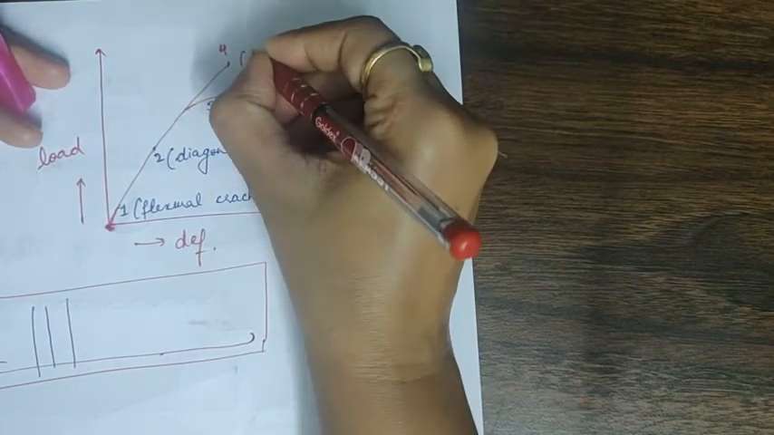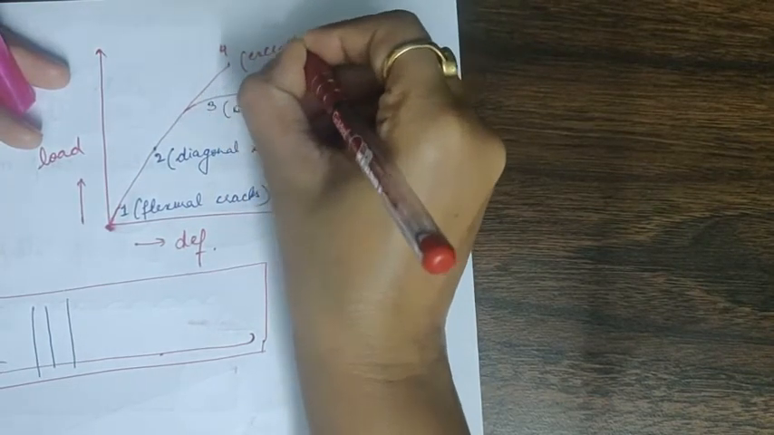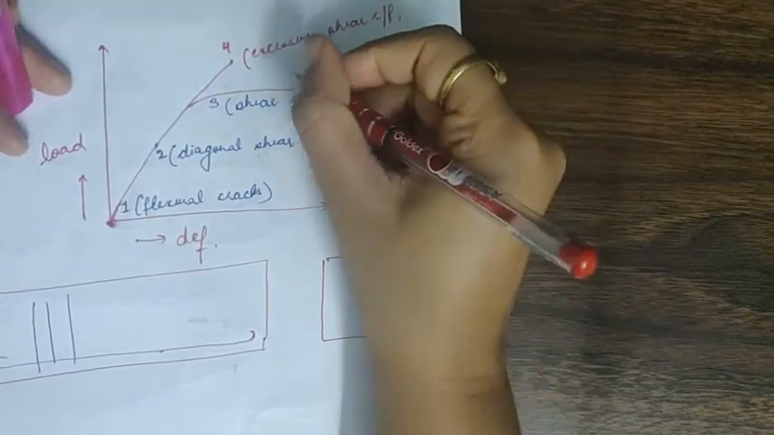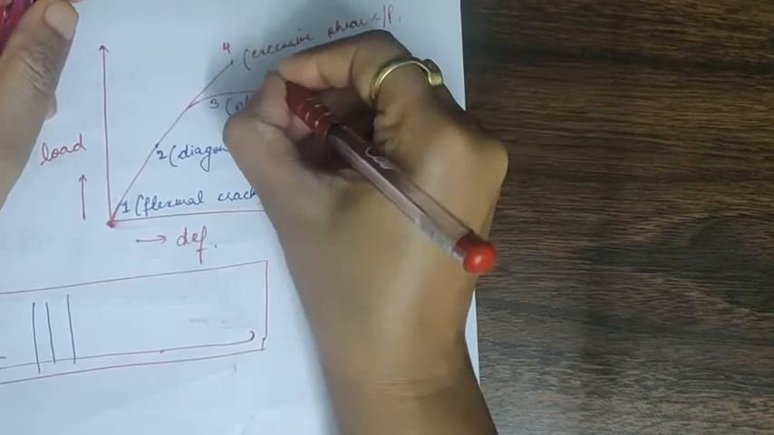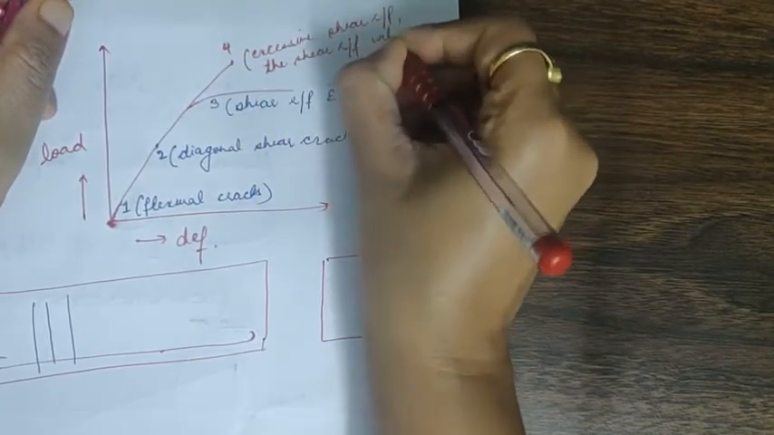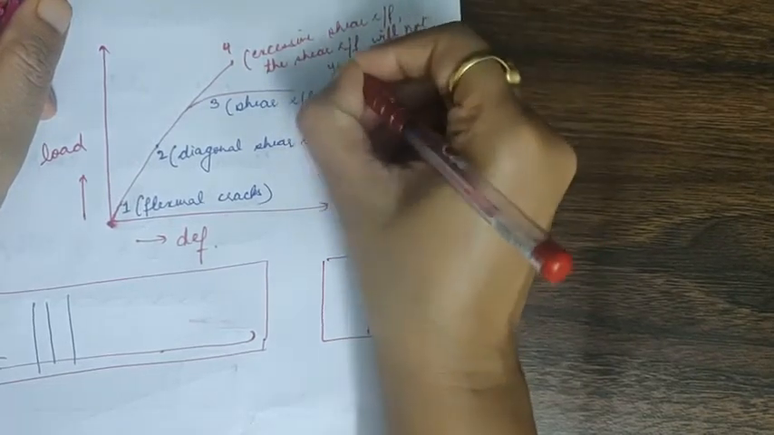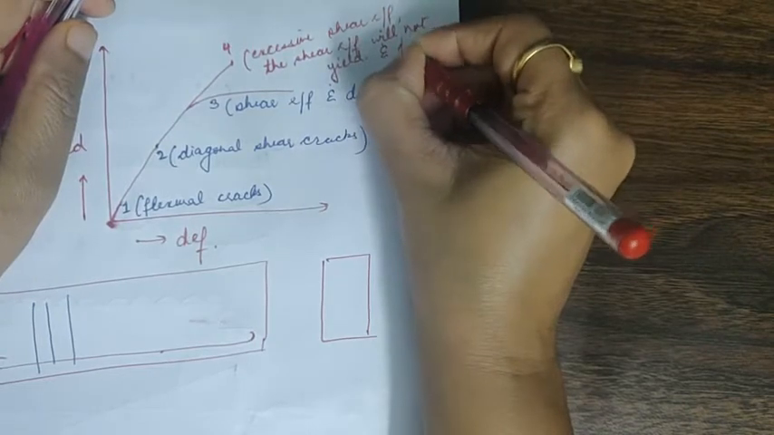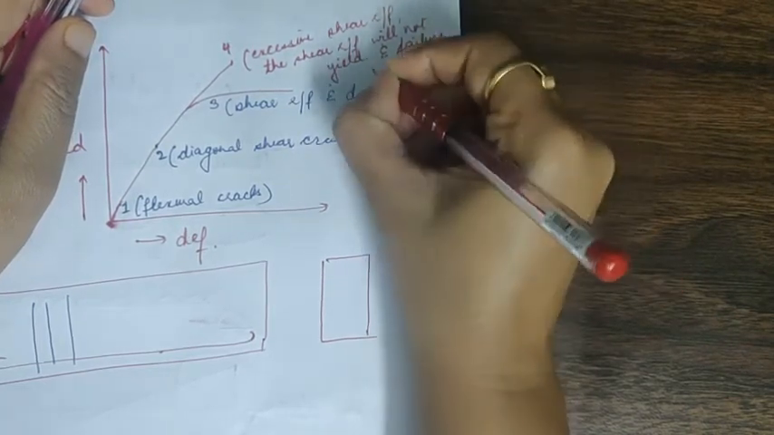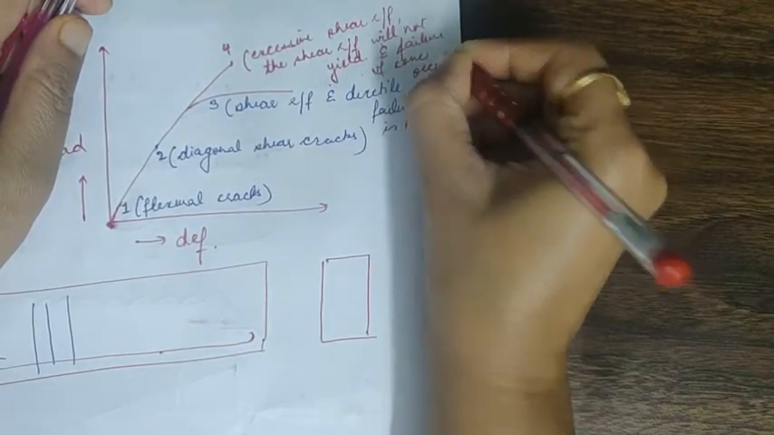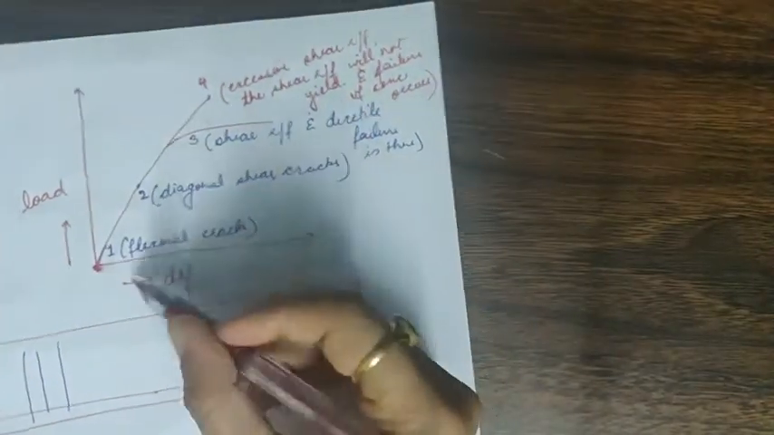So over here, this is due to excessive shear reinforcement. Due to this, the reinforcement will not yield, and failure of concrete occurs. Whenever there is failure of concrete, it is always a brittle failure. So brittle failure of the system occurs.